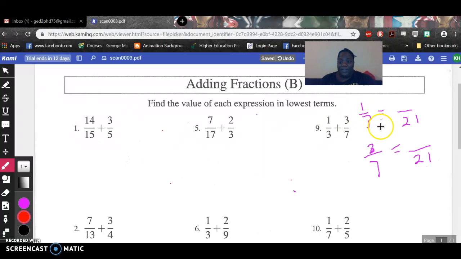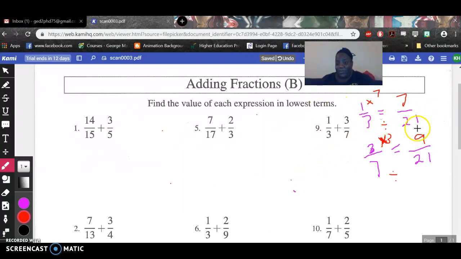Remember, our next step is to divide and multiply. 3 goes into 21 7 times, right? Take that 7, multiply with the top number. 1 times 7 is 7. And then divide and multiply here. 7 goes into 21 3 times, right? And 3 times 3 gives us 9, all right?